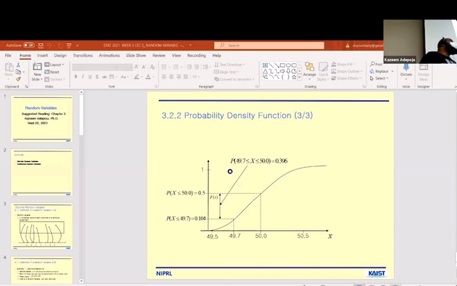Okay, so I want to welcome you to the second lecture of the day. We are officially starting chapter 3 today. This is a random variable.